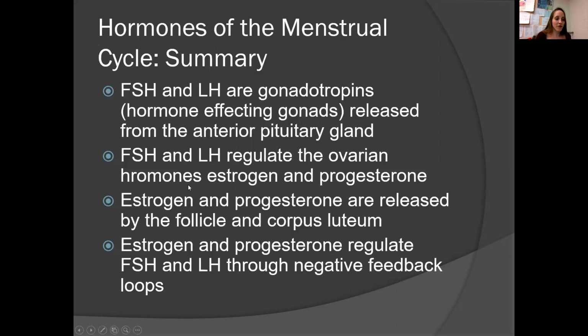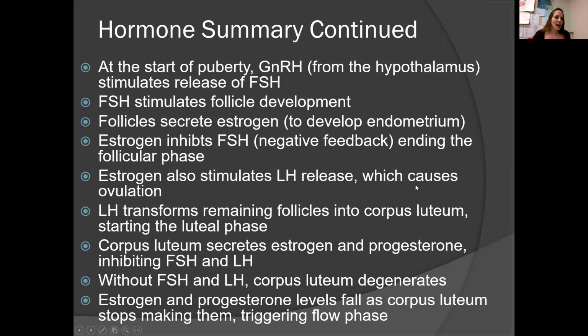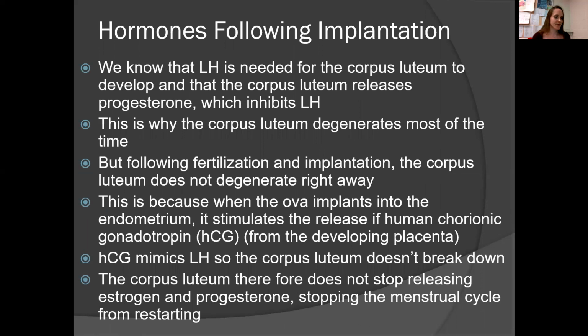And then both of those hormones are also released by the corpus luteum. Both of them have negative feedback loops that we've talked about. Again, all of that is stimulated by the hypothalamus releasing gonadotropin releasing hormone. That's all stuff that we've talked about already. This is the one thing that we haven't really touched on in depth yet.